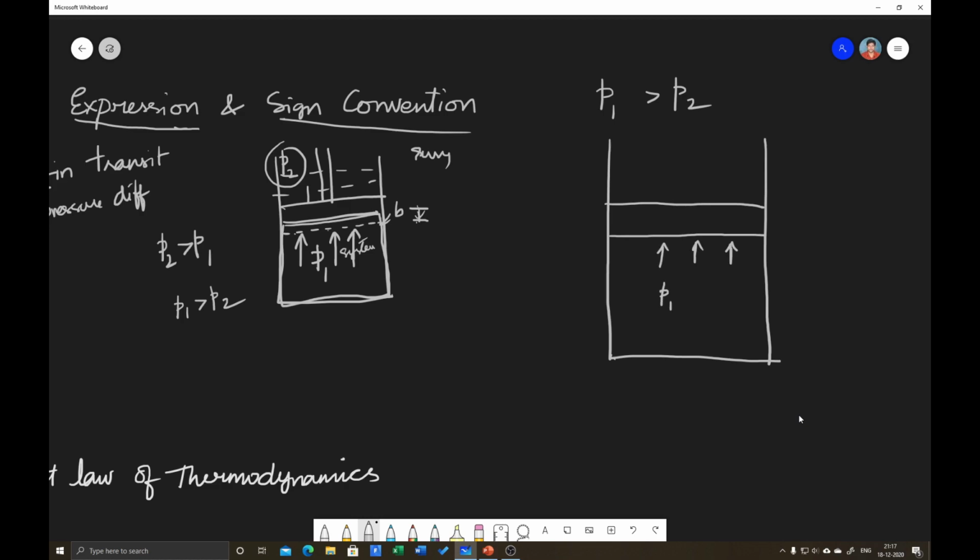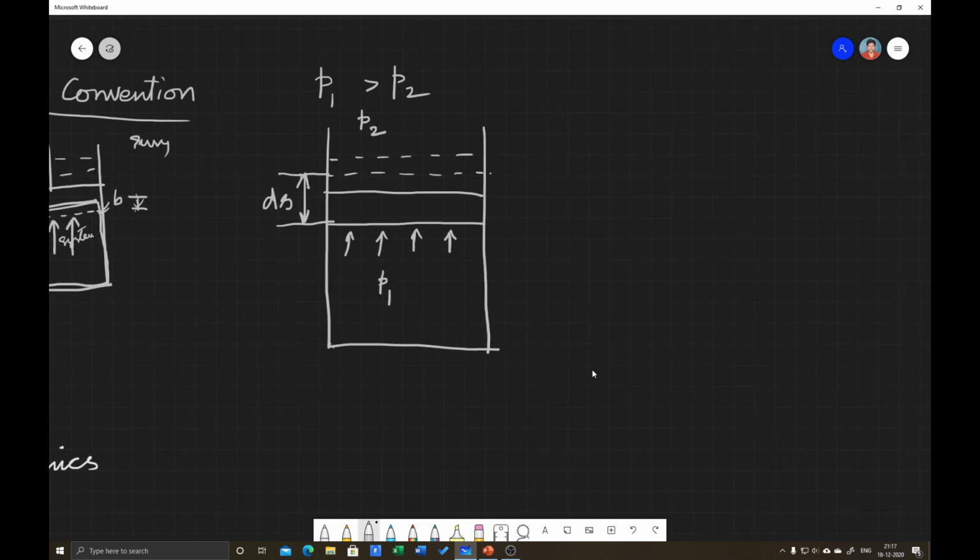So this is pushing it. This piston will be pushed by this gas until P1 equals P2. Whenever the gas pressure is equal to the outside atmospheric pressure, this motion will stop. Say this is the distance moved by the piston.